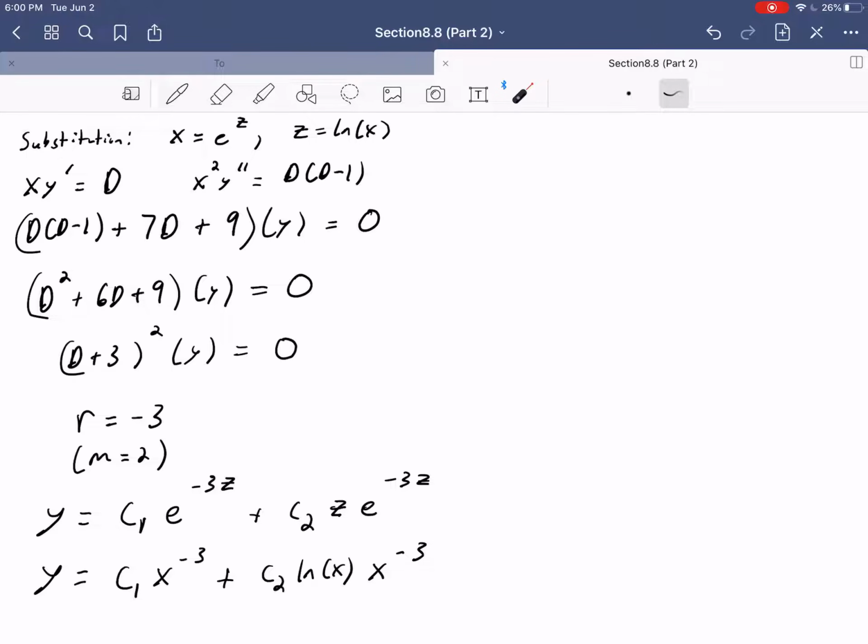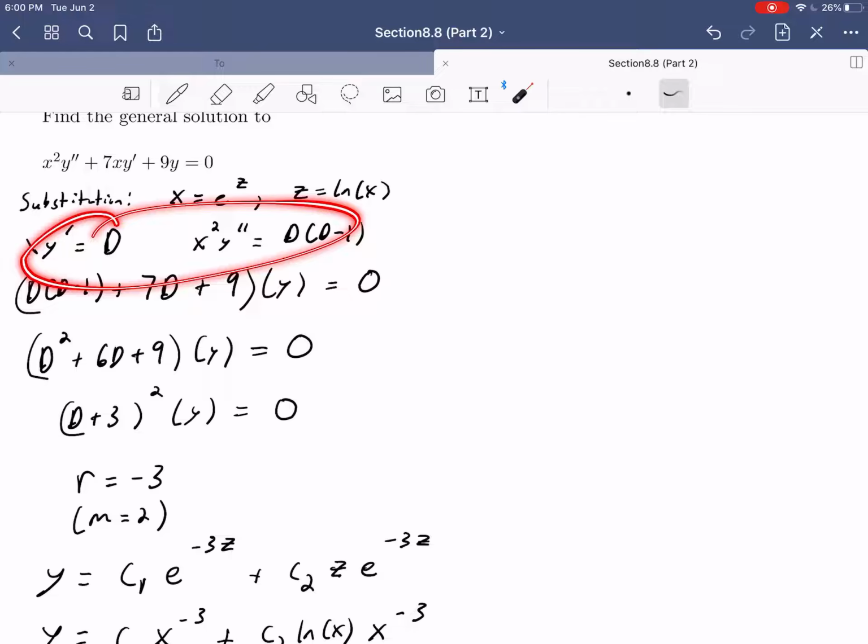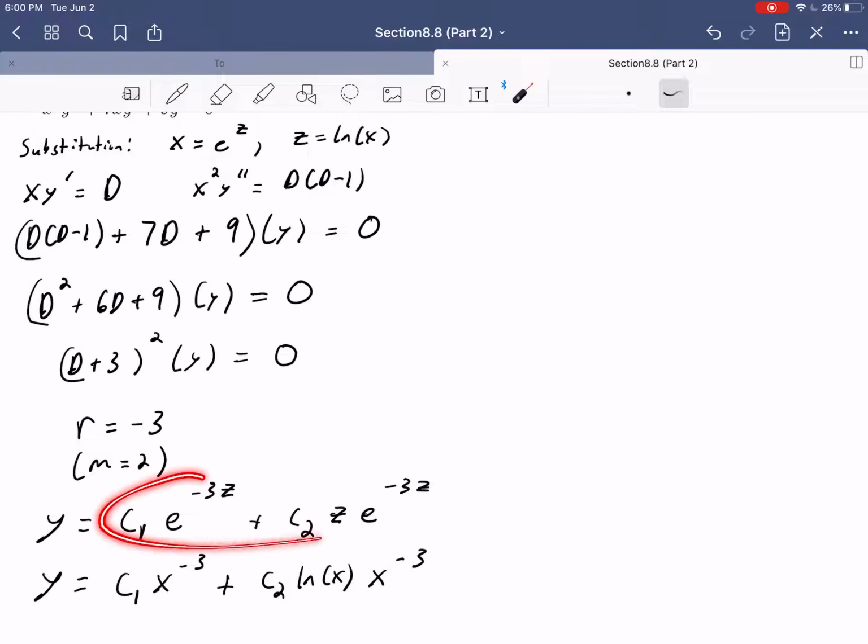Not too bad to do this. Once we understand how this substitution works, it's very easy to reduce this into a constant coefficient differential equation and then solve it our normal way. Notice this also shows that even though we got a repeated root here, a root with multiplicity 2, we were able to approach it the same way. We just wrote it as it would look in terms of z and then undid the substitution as normal.